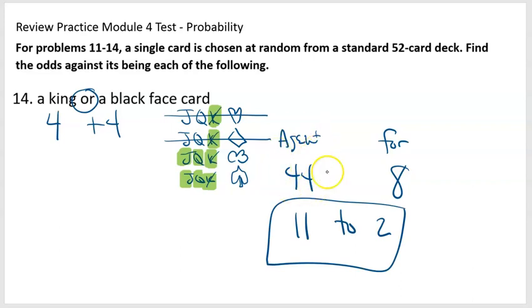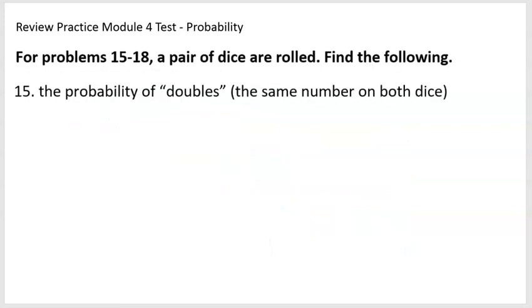Anyway, so 44 is against, 8 is for. I divided both of those values by 4. 44 divided by 4 is 11. 8 divided by 4 is 2. And my final outcome for odds for or against drawing a king or a black face card are 11 to 2. And for problems 15 through 18, a pair of dice are rolled.